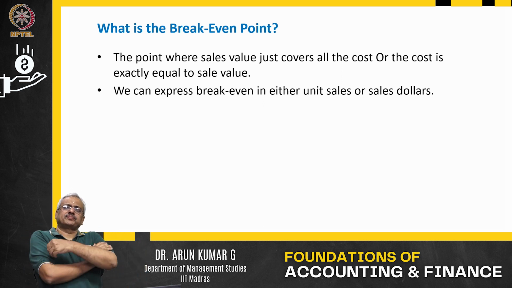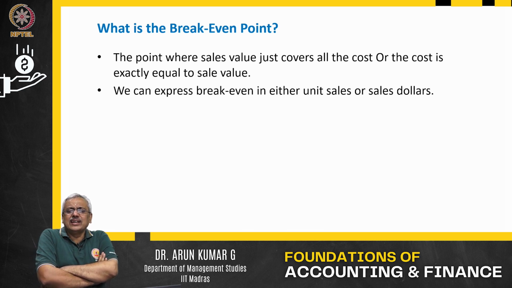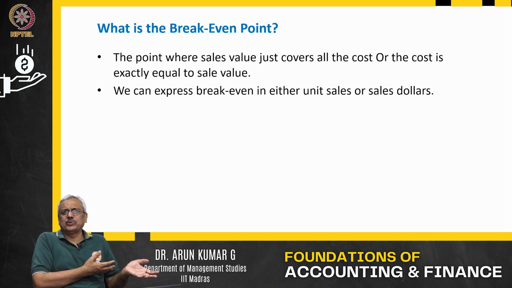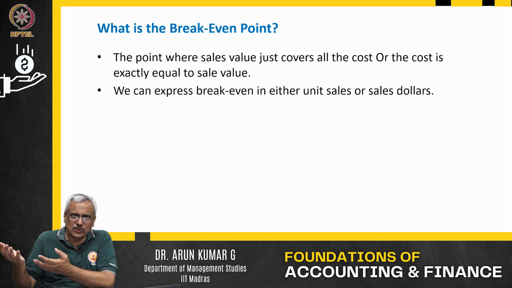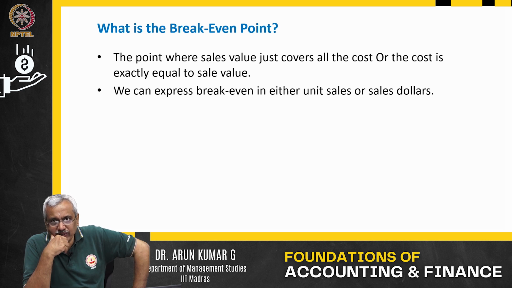Supposing my selling price per unit is fixed, I need to know how many units I need to sell to break even, because I know what is going to be my cost of manufacturing each unit. I know the revenue I am going to get for each unit. So, I will know the number of units I need to sell for achieving the break-even point.